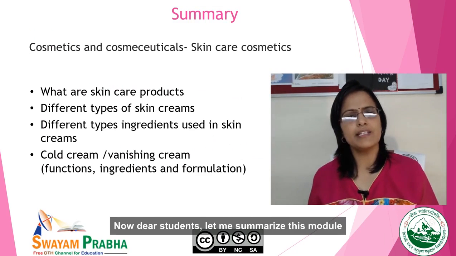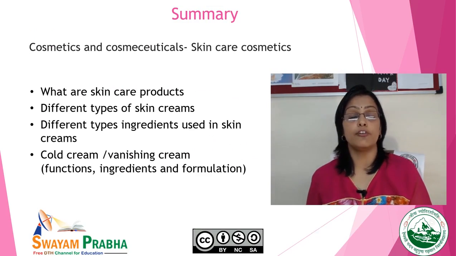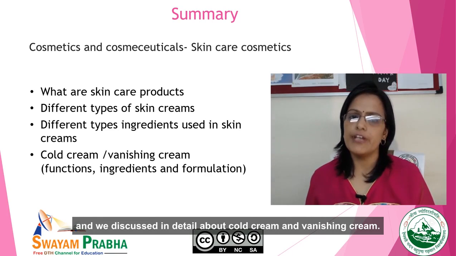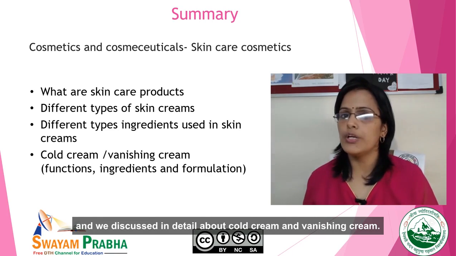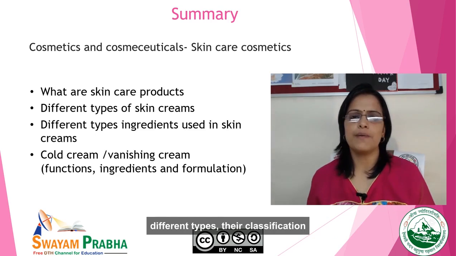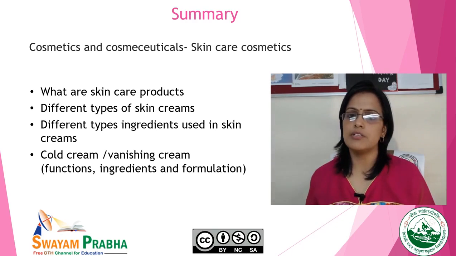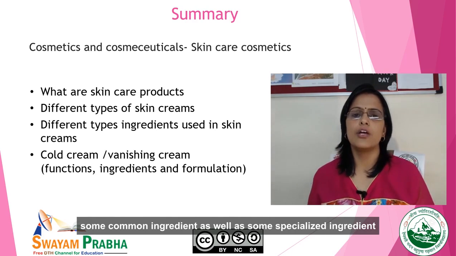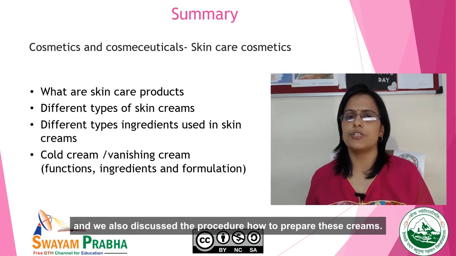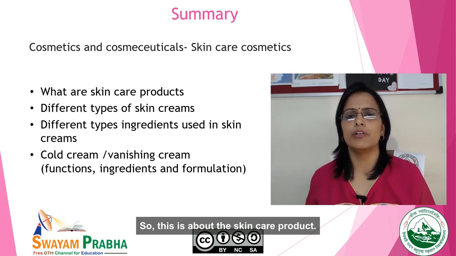Now dear students, let me summarize this module. What all we discussed in this module: we discussed skin care cosmetics, basically the different skin creams available, which types of creams are available, and we discussed in detail cold cream and vanishing cream. We covered what cold cream and vanishing cream are, the different types of creams and their classification, and the different ingredients used in cold cream, some common ingredients as well as some specialized ingredients. We discussed their formulas and the procedure for how to prepare these creams. So this is about the skincare product.